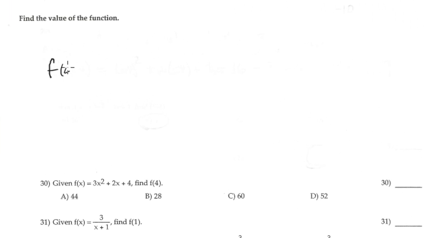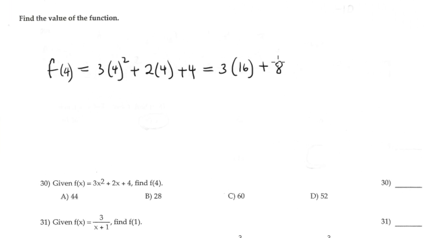Okay, now evaluate at positive 4, number 30. It's 3 times 4 squared plus 2 times 4 plus 4. 4 squared is 16, so it is 3 times 16 plus 8 plus 4. Now 16 times 3 is 48, 48 plus 8 plus 4. 48 plus 8 is 56, plus 4 is 60. The answer is option C.